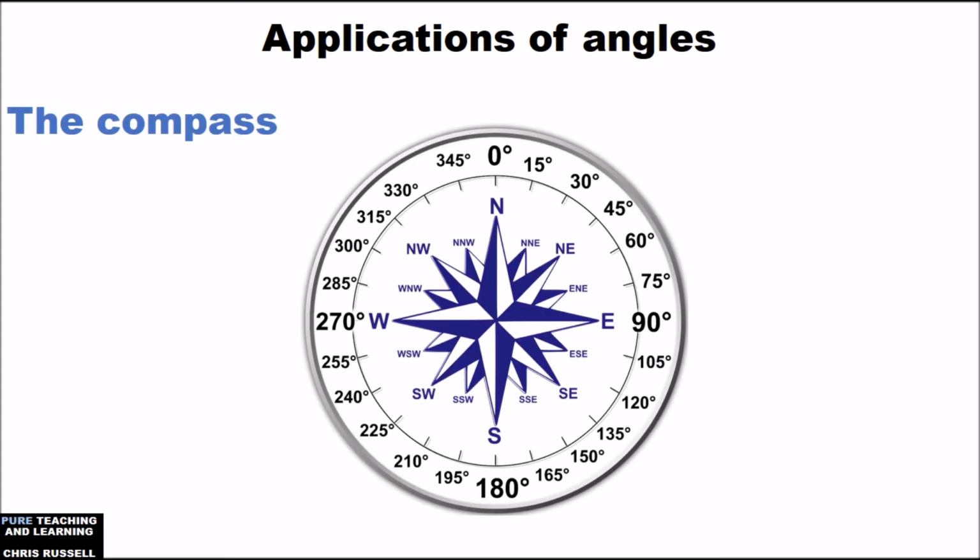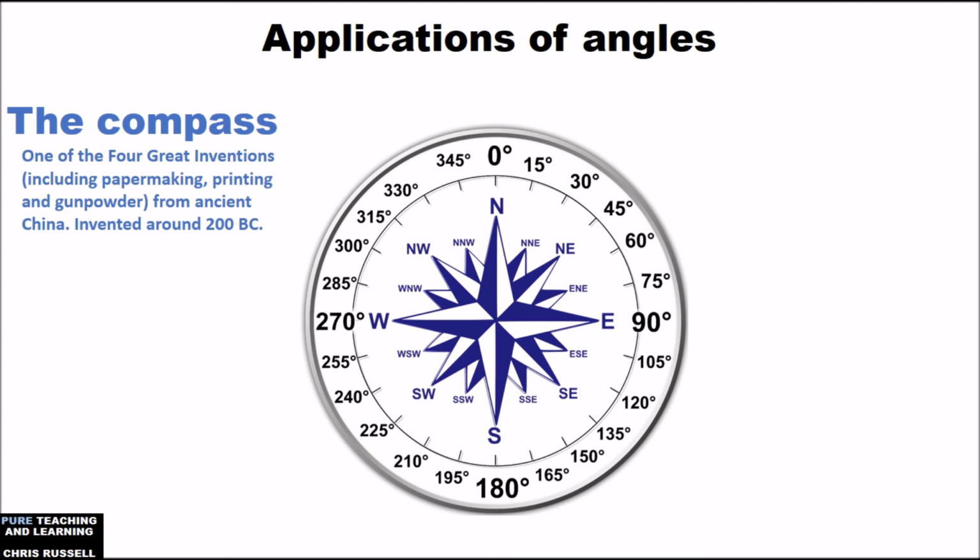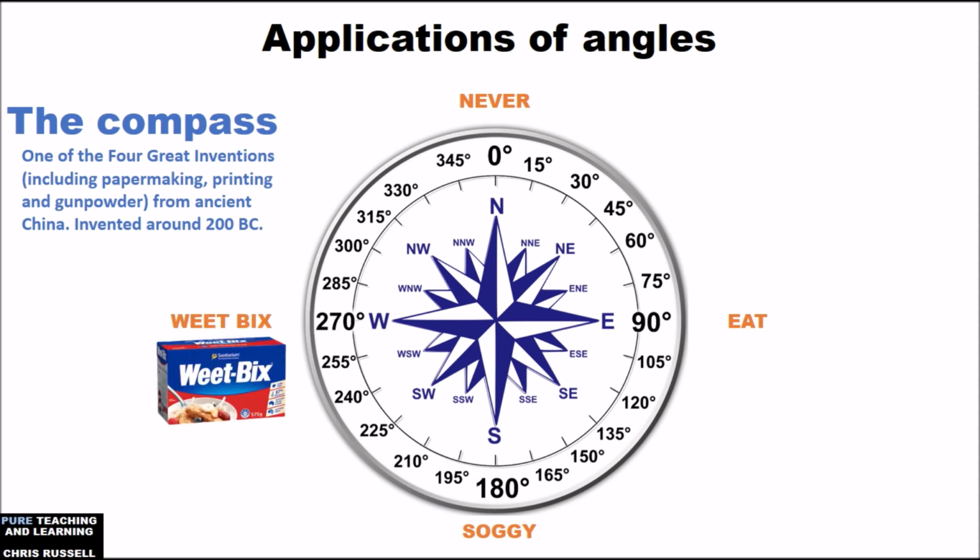Applications of angles. The first one we're going to look at is the compass. The compass is one of the 4 great inventions, including papermaking, printing, and gunpowder, from ancient China. The compass was invented around 200 BC. The way you remember the directions is the following: never eat soggy Weet-Bix.